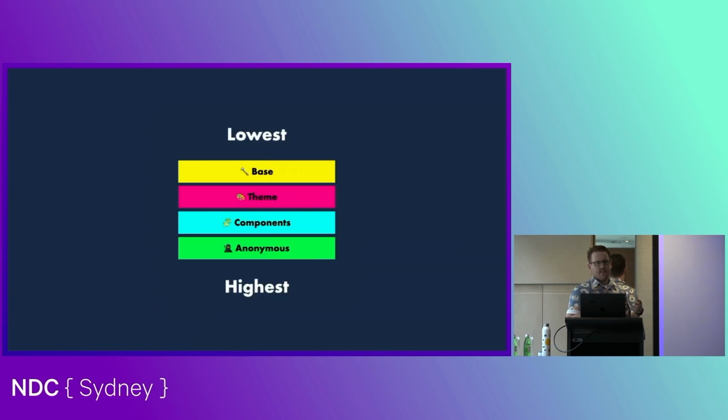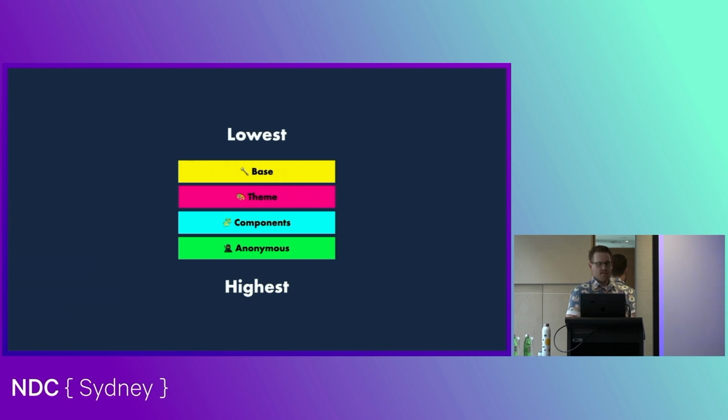The styles, if you don't put them in a layer, they do become part of a layer. It's an anonymous layer, and that anonymous layer is the highest in there. So if you start using layers and you don't put everything in one, if it's just a regular CSS rule, it is just going to be at the top of everything.